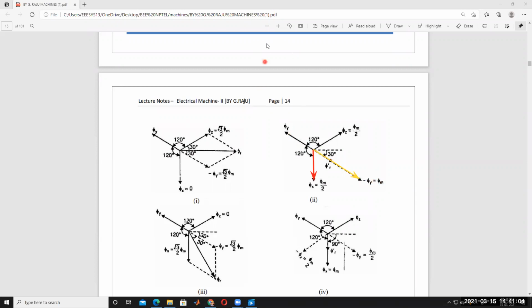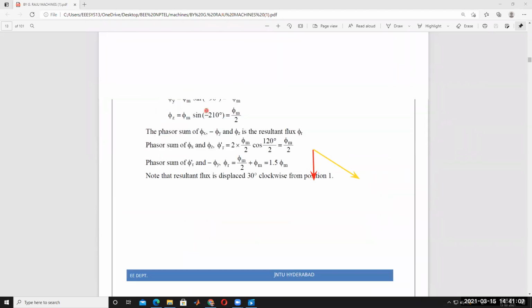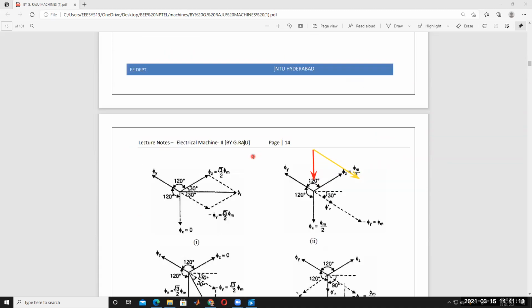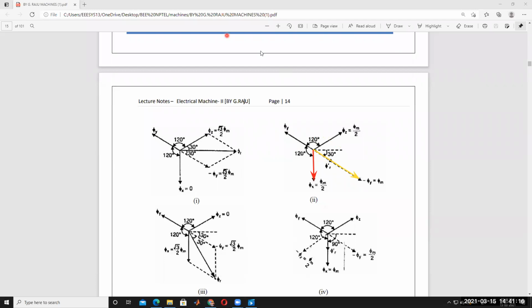And then phi z, how to draw phi z? Phi z is equal to phi m by 2. Phi x is equal to phi z is equal to phi m by 2. So it is the same reference direction, but with magnitude phi m by 2, 50%. And then phi y is equal to minus phi m. By substituting omega t is equal to 30 degrees, you will get like this: minus phi y, and phi x is equal to phi z is equal to phi m by 2.